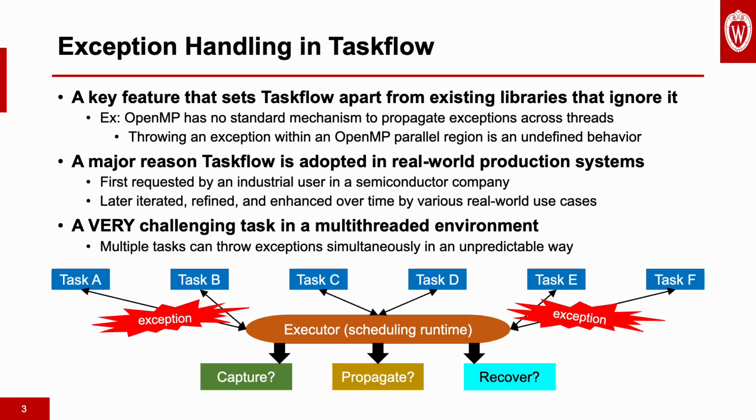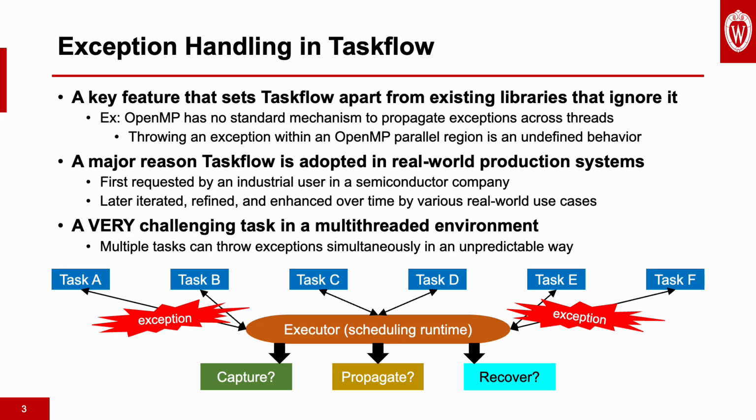Exception handling is a key feature that sets Taskflow apart from existing libraries that cannot handle exceptions. For example, if you ever use OpenMP, it has no standard mechanism to propagate exceptions across threads. Throwing an exception within the OpenMP parallel region is an undefined behavior. In fact, based on our user experience, exception handling is a major reason why Taskflow is adopted by many real-world production systems. It was first requested by an industrial user in a semiconductor company and later iterated, refined, and enhanced over time by other use cases.